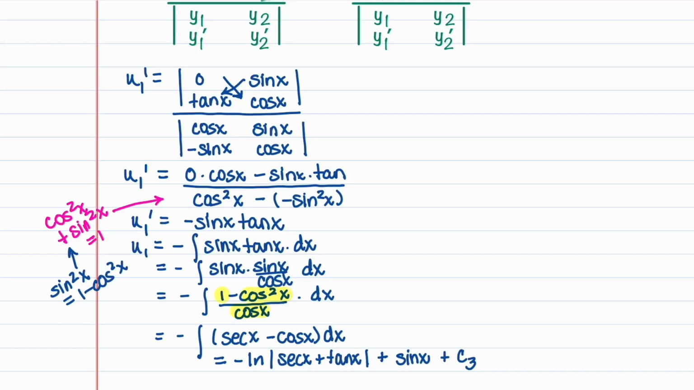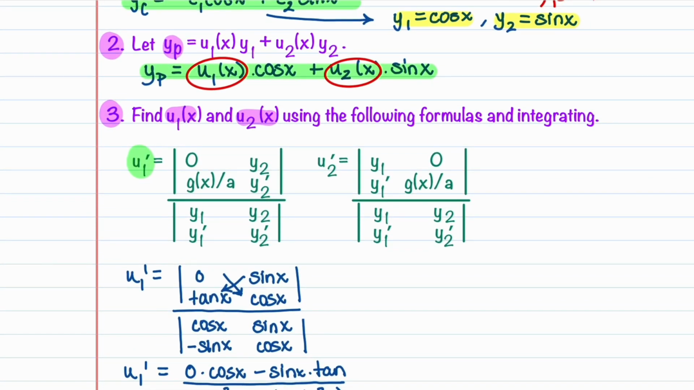Let's go ahead and highlight this. And I'm going to mark down here that it is equal to U1. And we'll need that in a minute. Now let's go back up and we're going to find U2. U2 is actually easier. We start out with U2 prime.